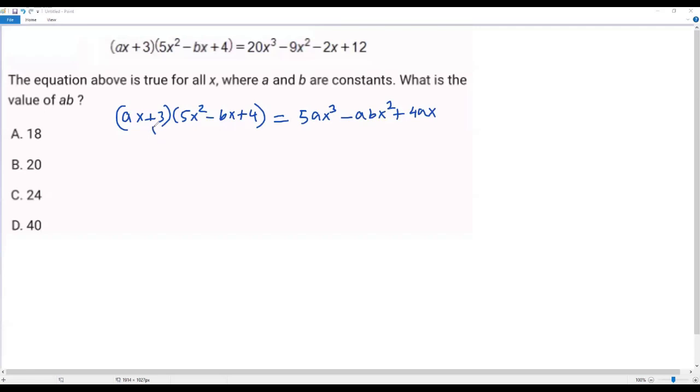In the same way, I have to distribute this positive 3 to each term inside the second parenthesis. Then I'm getting 15x². When I distribute 3 to −bx, it will be −3bx, and when I distribute the 3 to positive 4, it will become 12.